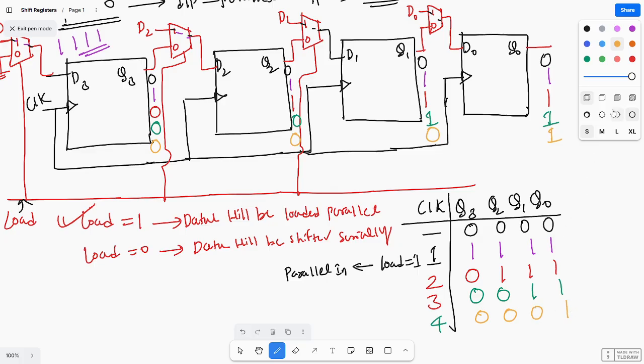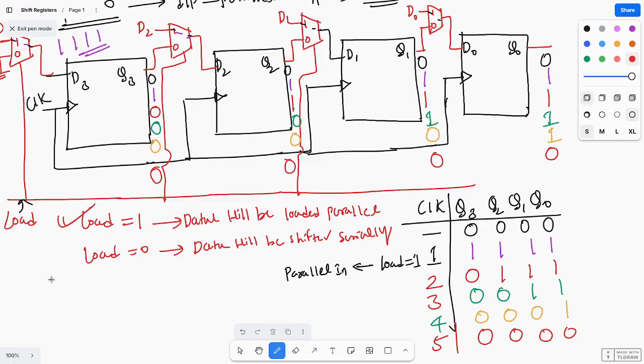And at fifth clock pulse, this vacant position is loaded with 0, and this will be shifted, this value you are getting here, and this will be shifted here again. So content of all the flip flops becomes 0. So like this it will do the PISO operation, parallel in serial out.